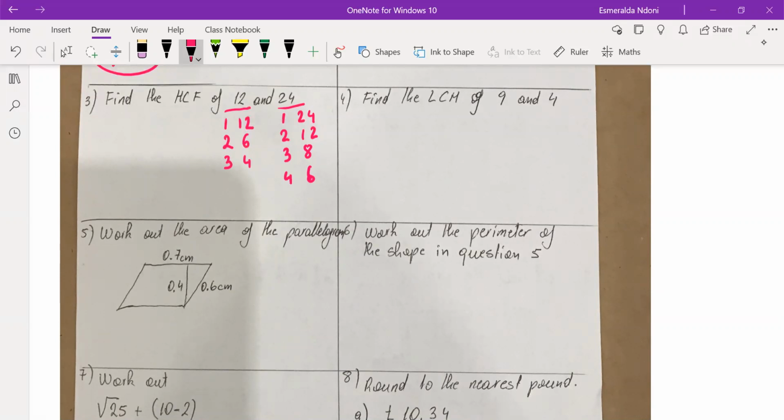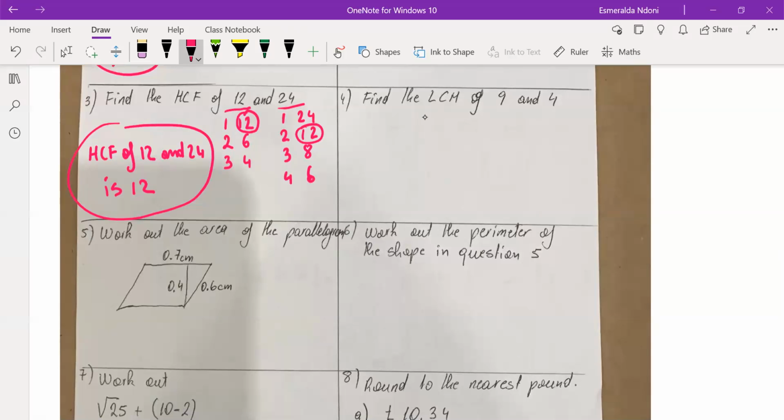Now we need the highest number that appear on both of these lists. So I have a 1 on both. You can see that I have the 1 on both, but that's not the highest. I have 2 on both. That's not the highest. Neither is 3. 4 is on both. And I have a 6 on both, but that's not the highest. Look, I even have a 12 on both. So I'm going to circle my 12, and I can write my answer as HCF of 12 and 24 is 12. And you have finished.